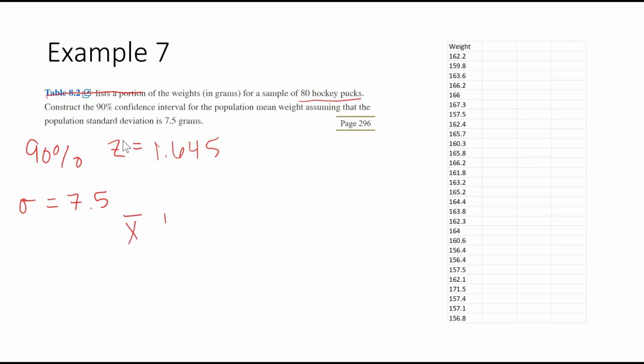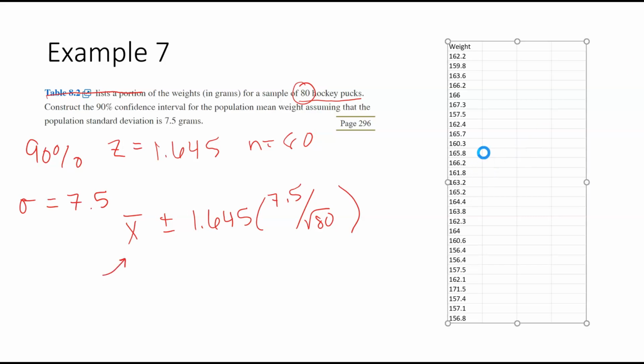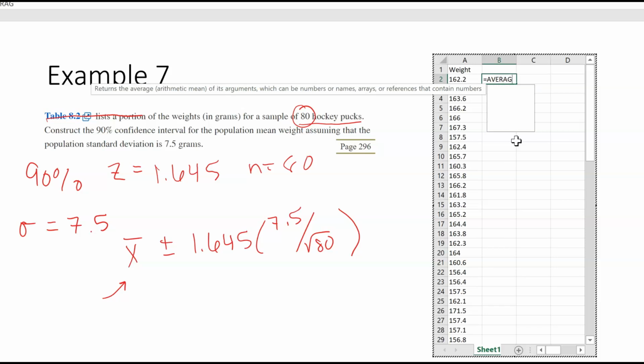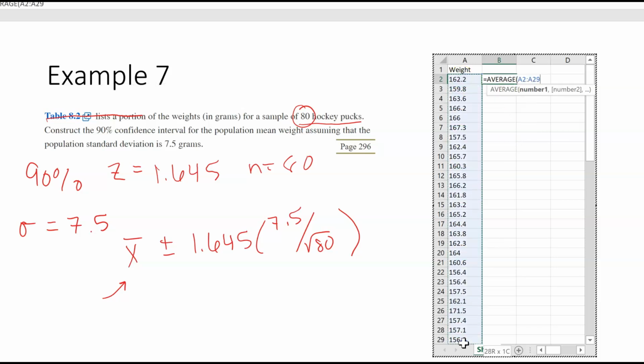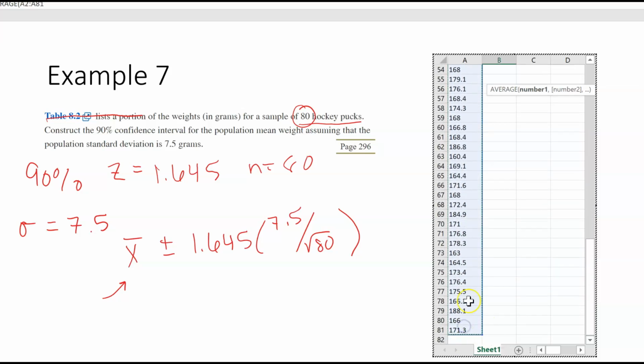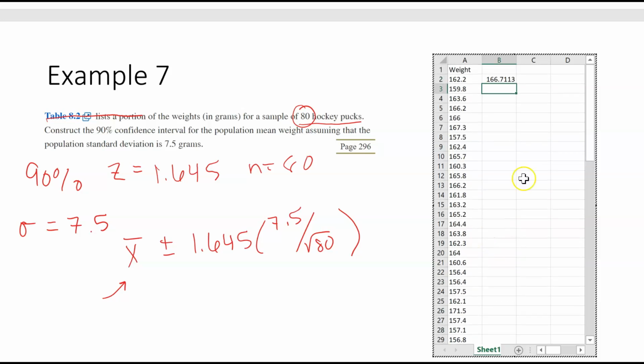So we've got our z-score and we've got our standard deviation, and we can actually figure out n. We could count all those out, but they actually tell us it's 80 hockey pucks. So we know that our n is 80 as well. What we need is the sample mean. The great thing about Excel or Google Spreadsheets, whatever spreadsheet technology, is you can just go average and then highlight all your values. We've got 80 here. Enter. And it gives us our average.